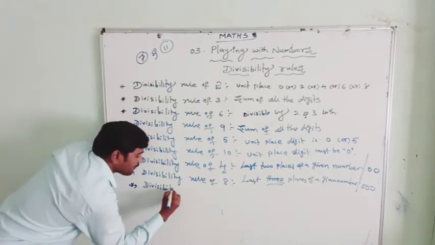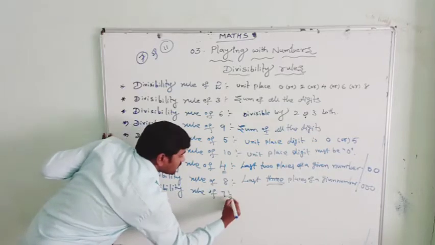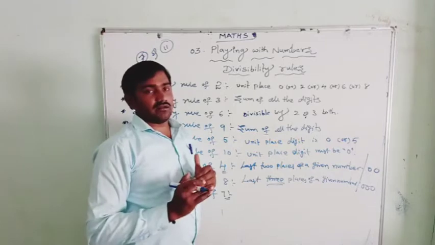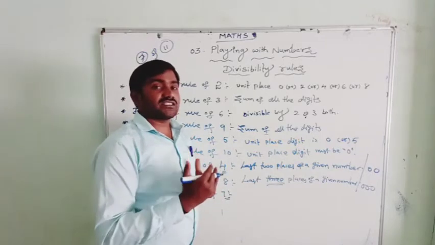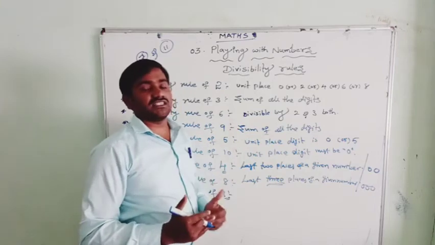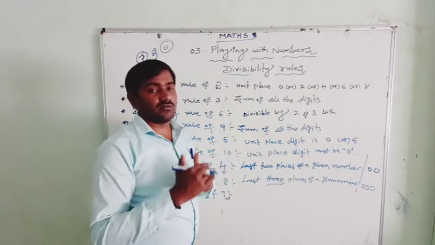Divisibility rule of 7. For this divisibility rule of 7, we need to understand the difference of twice of the last digit and the remaining digits. If it is divisible by 7, then the whole number is divisible by 7.